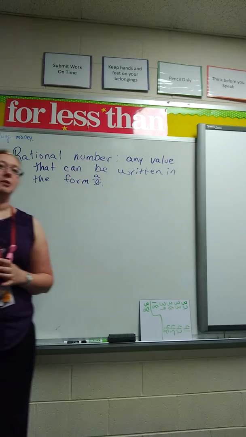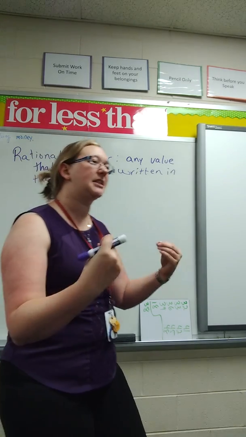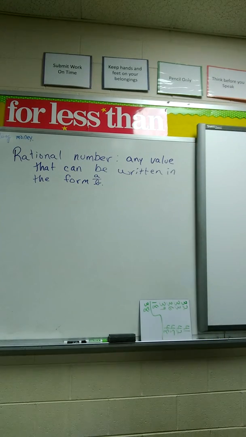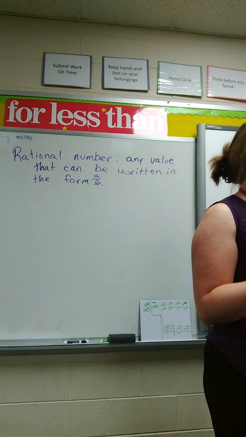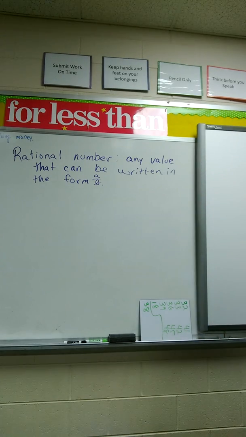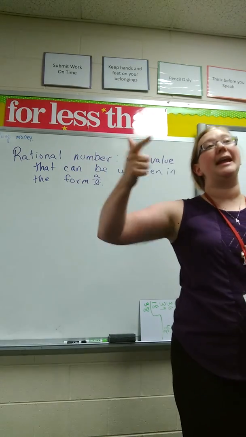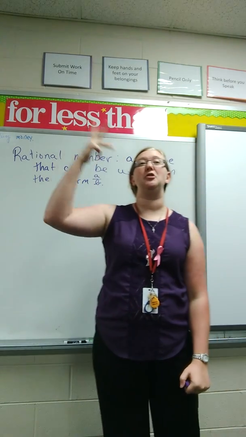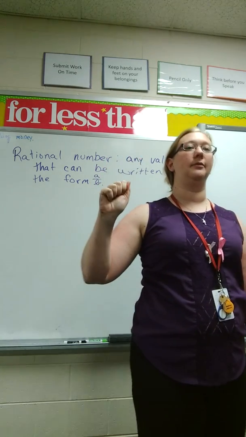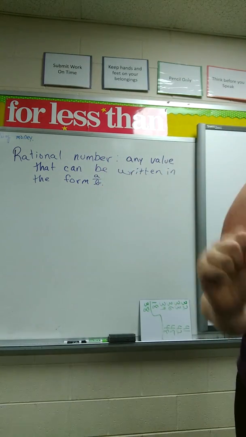So what would be the most specific type of number? What is the most restrictive type of number? What would it be? Natural numbers? Natural numbers are our most restrictive. Because you can't have a fraction, you can't have a decimal, you can't have a negative, you can't have 0. There are 4 different things that you cannot have if that value is a natural number.